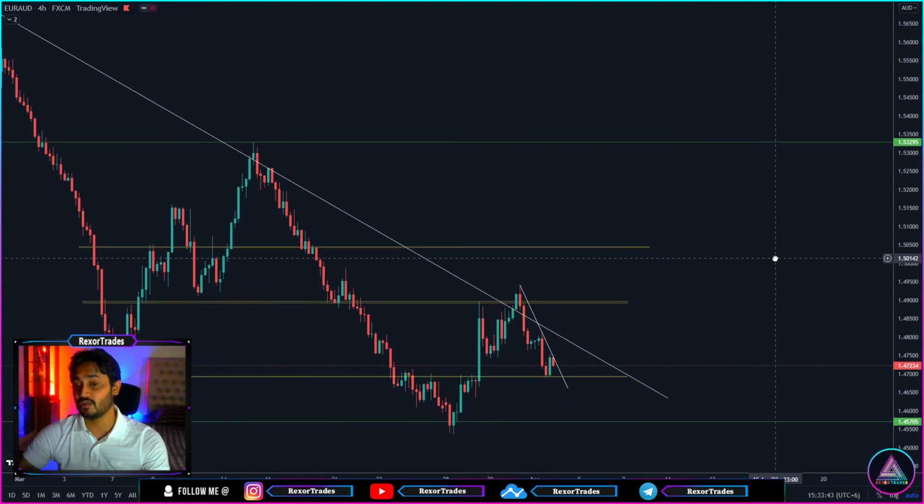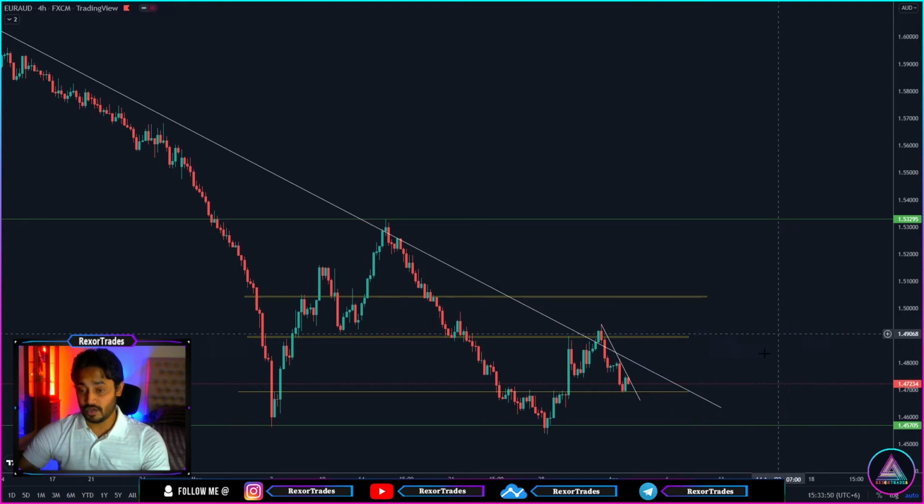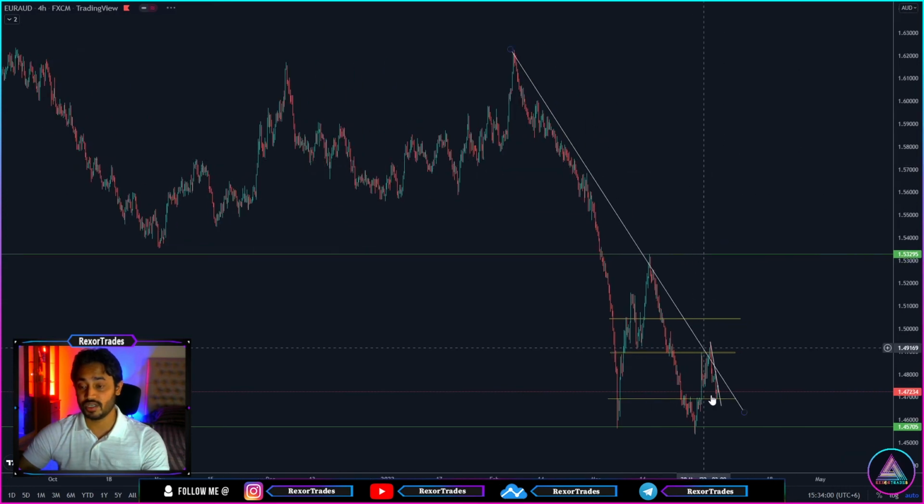So we can either look for entries on the retest that EURAUD might be forming on that newly forming downtrend line over here, or we can look for trades on the breakout of the structure that it might be forming after it makes a breakout of this key level with further bearish momentum on the downside in hopes of EURAUD reaching towards the key level that we just discussed on the daily time frame.